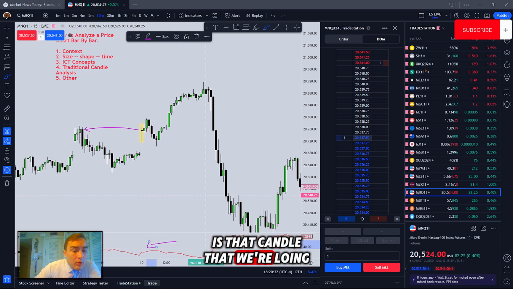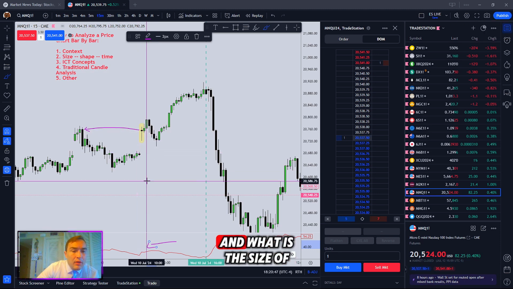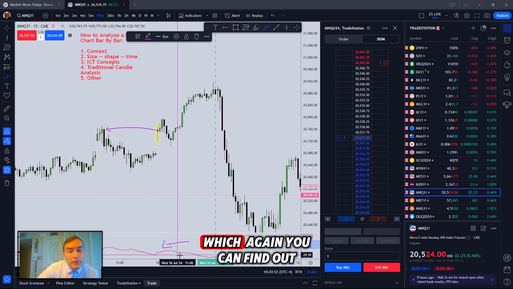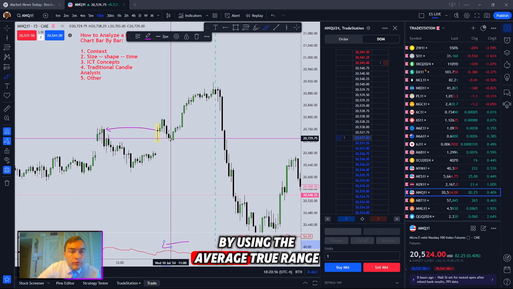Is that candle that we're looking at in that 15-minute period larger or smaller than the average true range? So is volatility increasing or is volatility decreasing in that 15-minute period? So what is the size of that candle, and what is the size of that candle in relation to our recent candles, which, guys, again, you can find out by using the average true range.